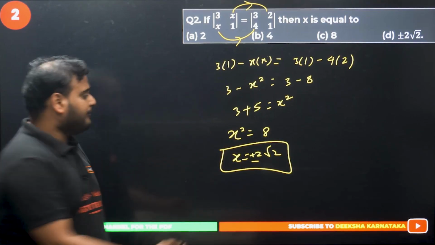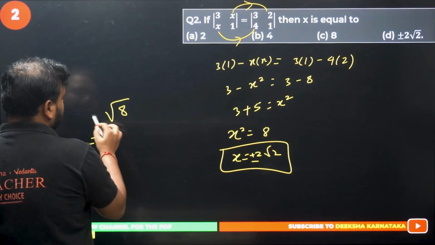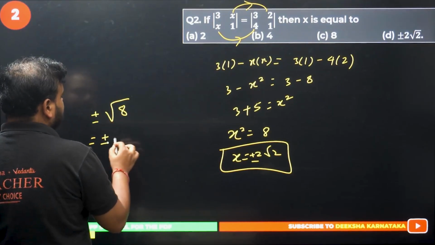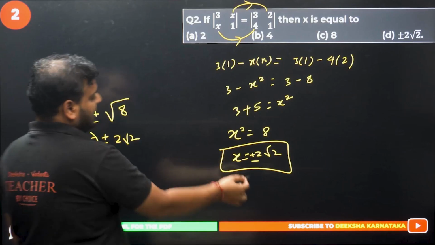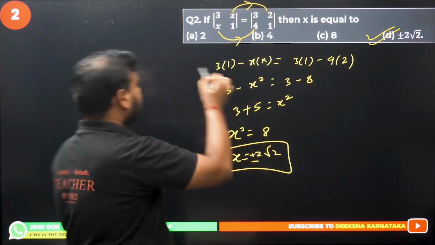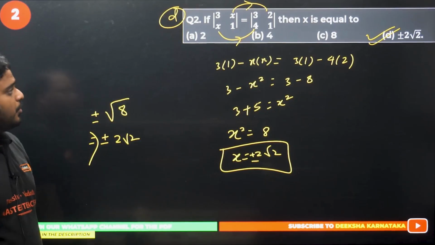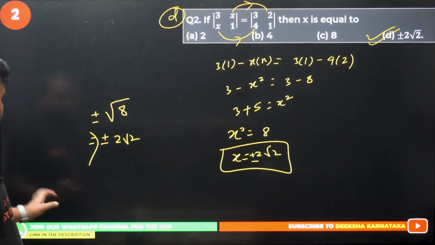Correct, because you have basically this will come out as root 8, right? Root of 8 means what? Plus minus root 8 means plus minus 2 root 2. That's why the answer I've taken as option D. Option D is correct. Question number 2 is also over. Moving on to question number 3.